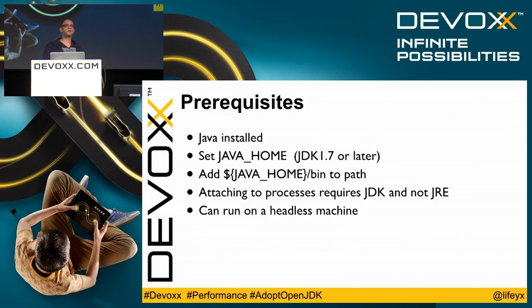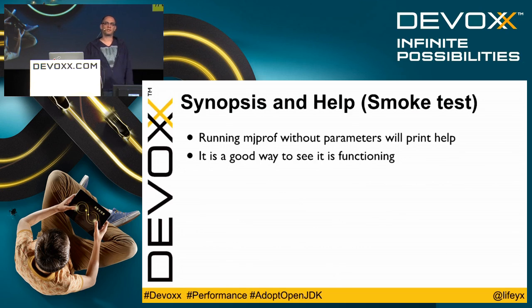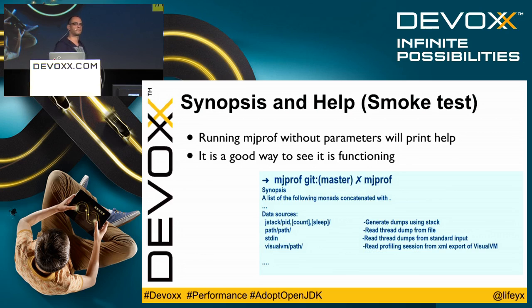So what do you need in order to run mjprof? Only a JDK. You can manage with a JRE, but for some of the functionality, for example, attaching to a process, you will need a JDK. It can also run on a headless machine. You don't need a user interface, though there are some GUI capabilities. Installation is quite trivial. I will not go into it. But once you've installed it and put it into your path, you can run a smoke test: run mjprof and see if it prints a synopsis. If it does, it means that it works.